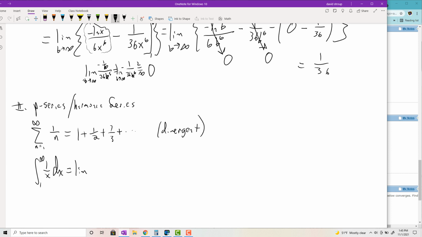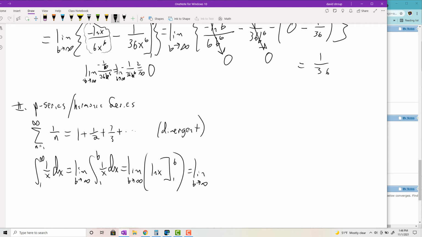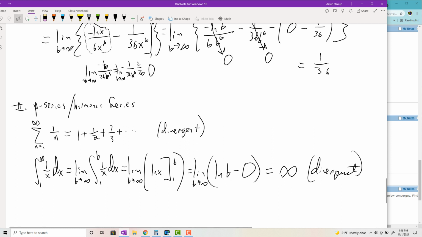So, just very quickly, I'm going to rewrite this as the integral from 1 to b of 1 over x dx. That'll equal the limit as b goes to infinity of ln of x from 1 to b. Then we take the limit as b goes to infinity of the ln of b minus the ln of 1, which is just 0. And as b goes to infinity, the ln of b will also go to infinity. So therefore, we've proven that the harmonic series is divergent using the integral test.